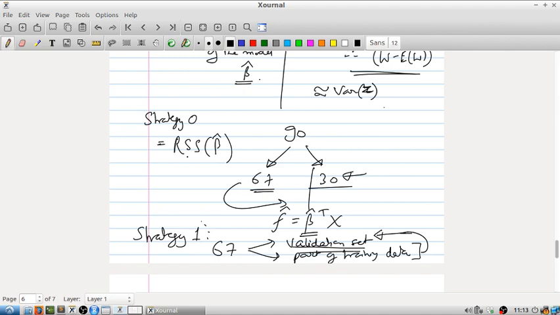Okay. In strategy 0, you use all your training data to compute beta hat. And there was no test. Test is anyway not with you, so you can kind of ignore that in consideration. Okay. So you have training data, you can always compute a model, but if you compute the model using the whole training data, how do you know it's a good model, right?